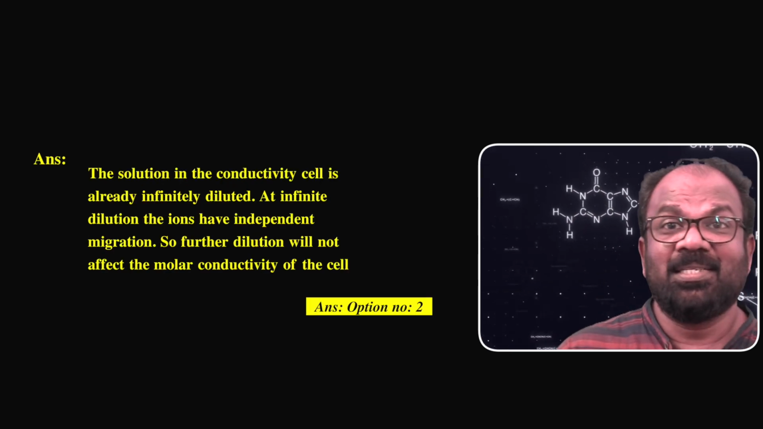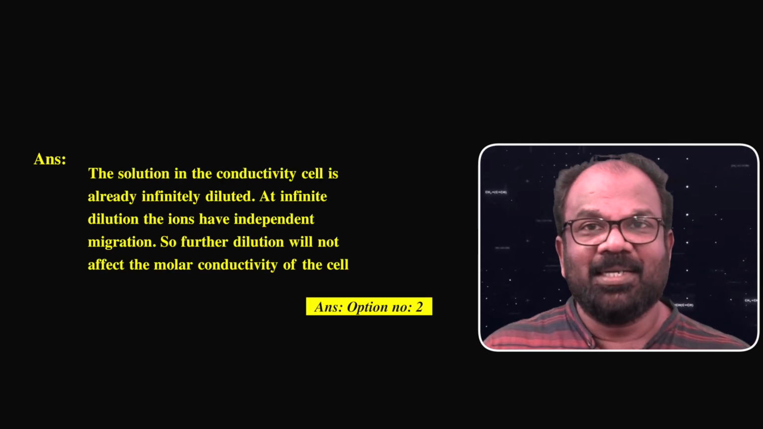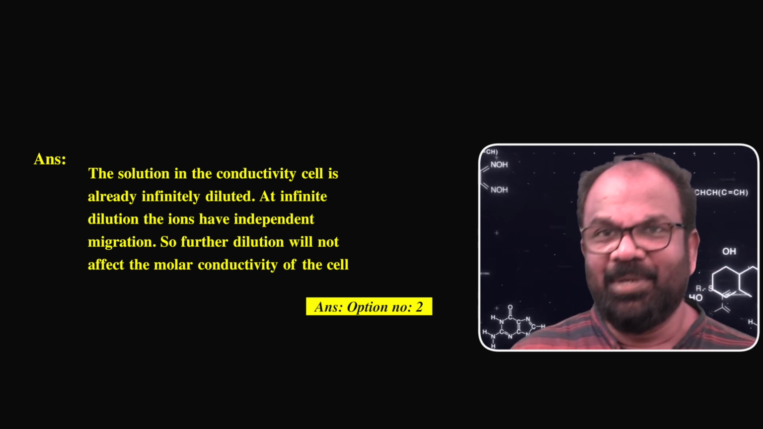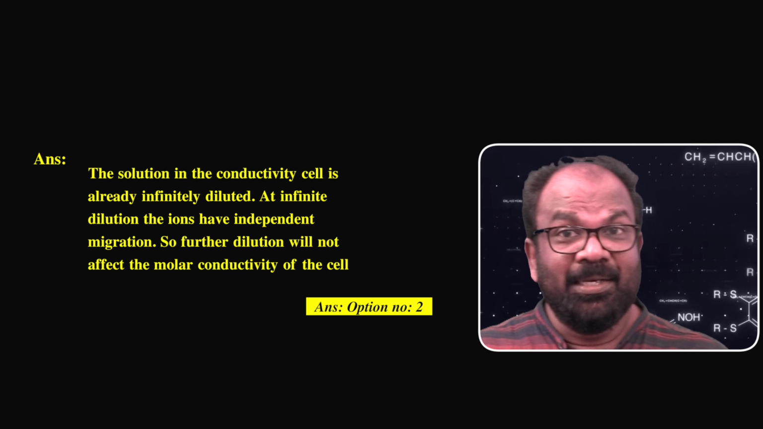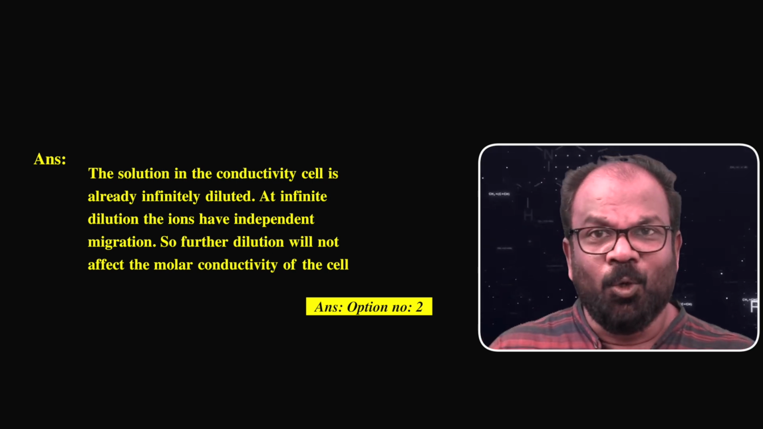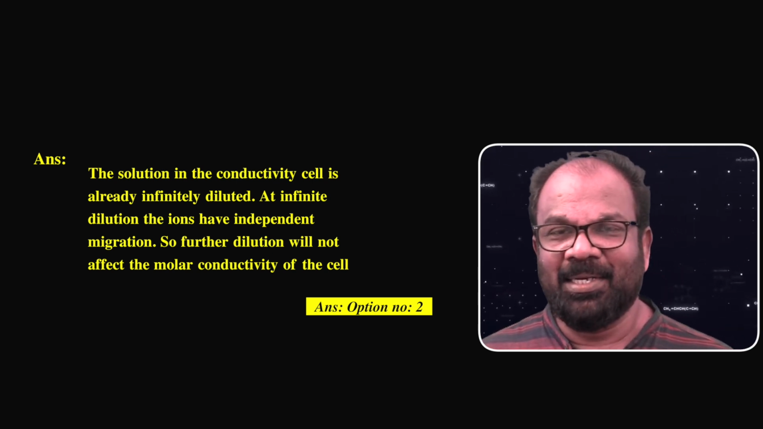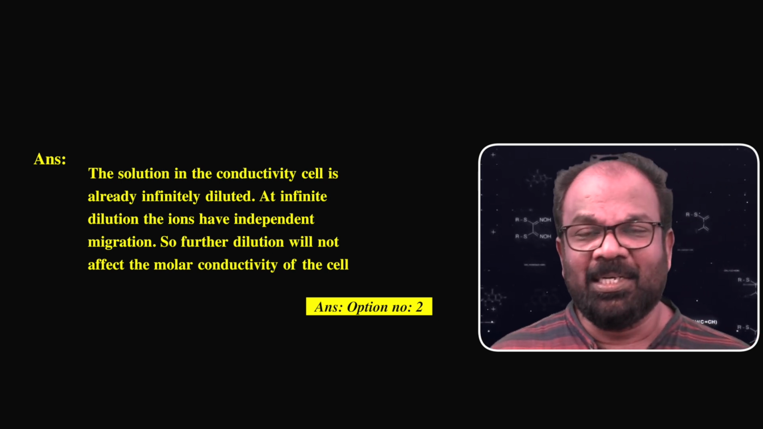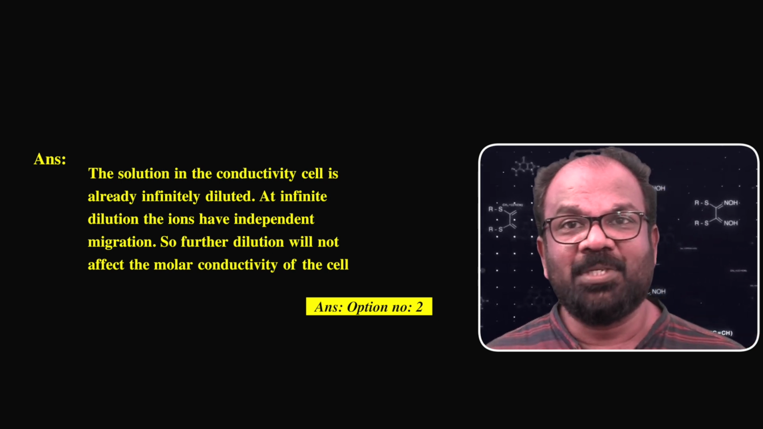In this question, it is given that half of a conductivity cell is filled with an infinitely dilute aqueous solution of a weak electrolyte. In an infinitely dilute aqueous solution, all the ions have independent migration. So further dilution will not affect the conductivity of the cell. So here the answer is option number 2.